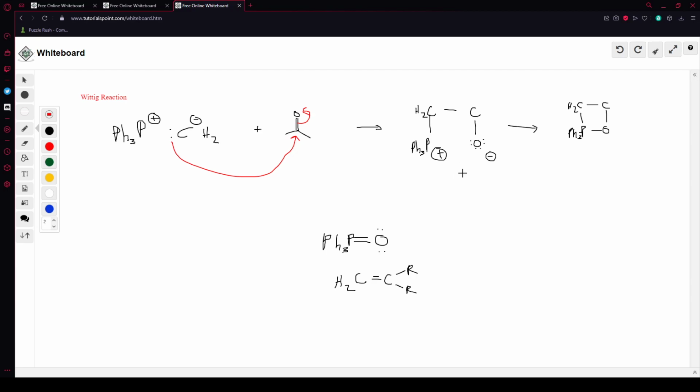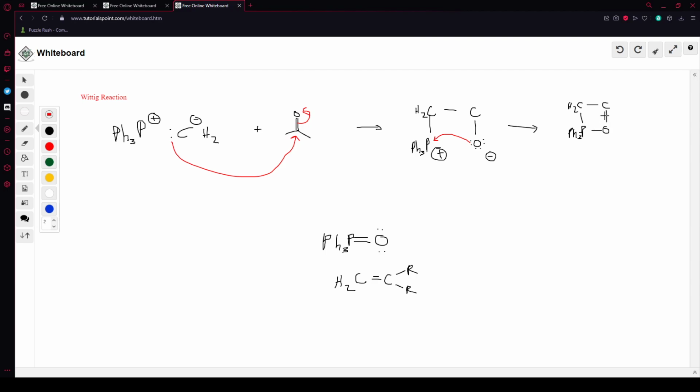And in this situation, instead of just protonating the oxygen like we have in the other reactions, the oxygen is actually going to bind to this positive phosphorus. And in doing so, we create an oxaphosphetane ring, and that's just where we have this four-point ring where all these are bonded together.